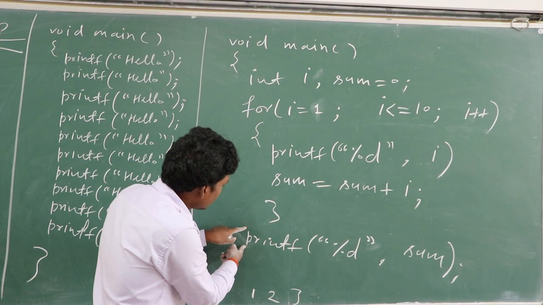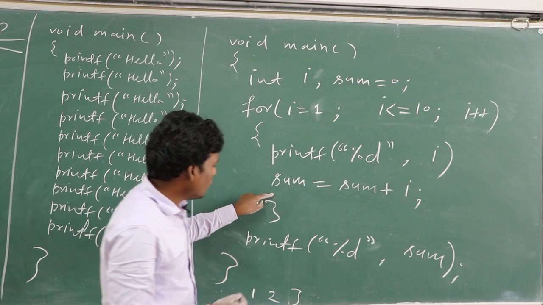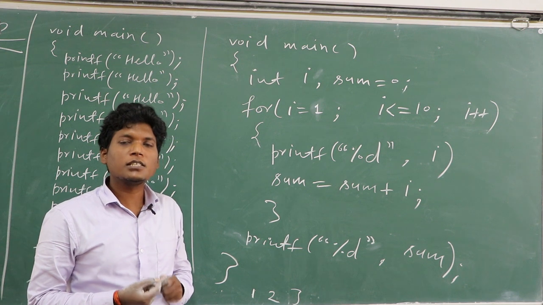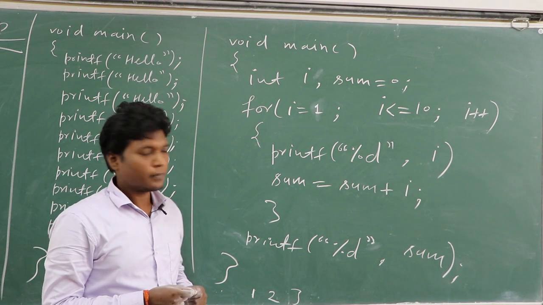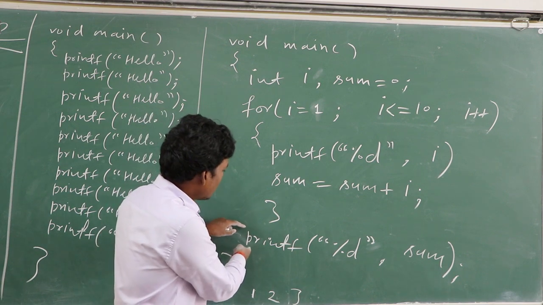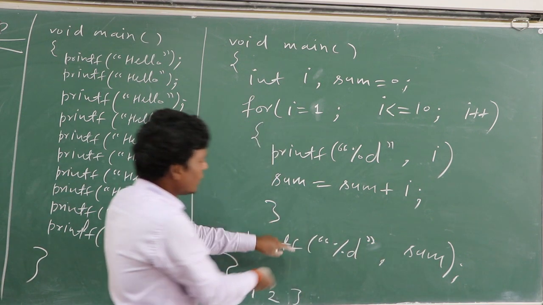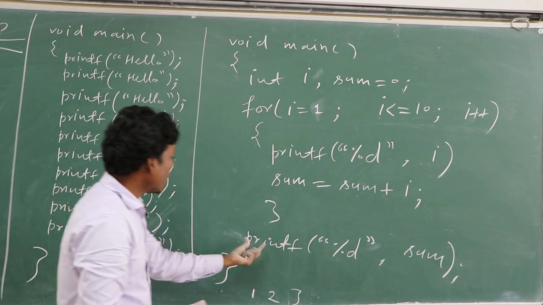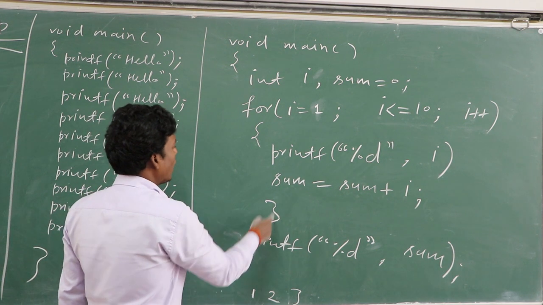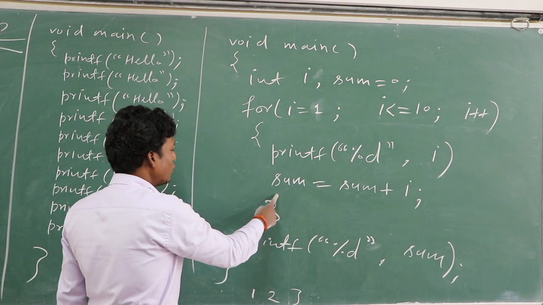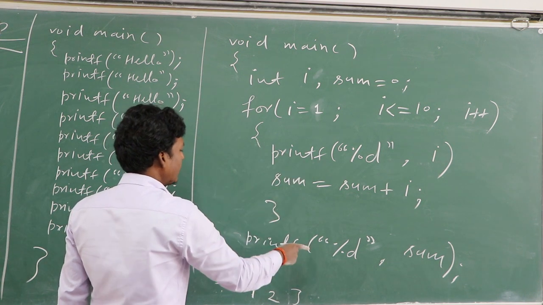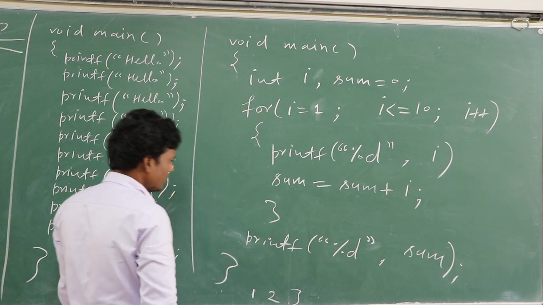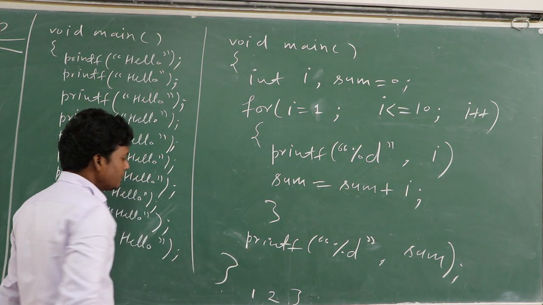If you put this printf within this loop, then you will get the intermediate result, not the final result. The final result will be achieved in the last iteration. So it is better to put the printf %d sum after the loop. When the loop completes, sum has the total final value, so put it outside the loop. Otherwise you can also put it inside the loop. In that scenario, at each iteration you get an intermediate result and you get the final result in the last iteration. So this is the example.